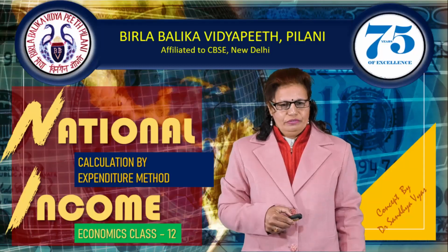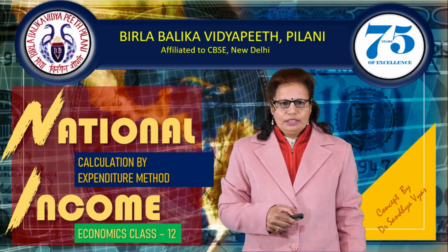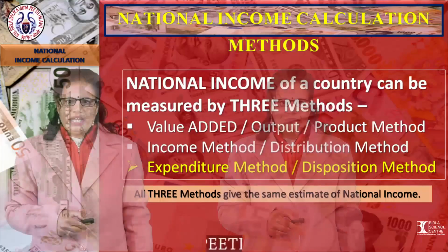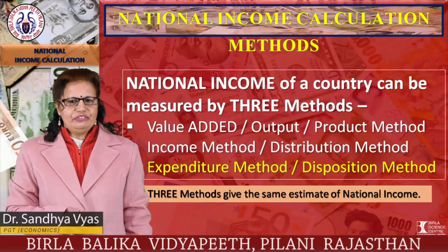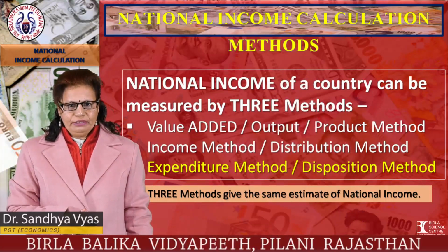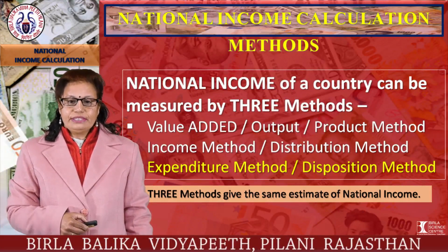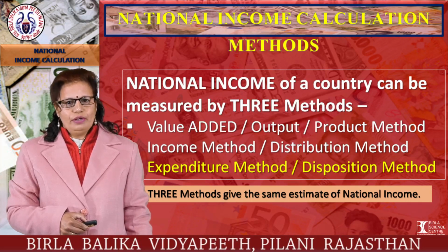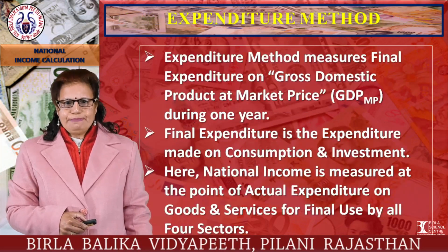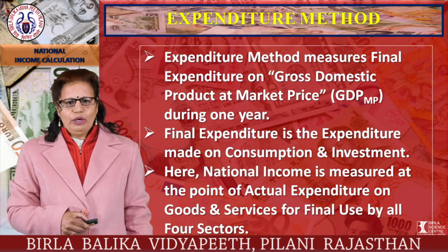Today in this session, we are going to discuss how to calculate national income by the expenditure method. National income of a country can be measured by three methods: value-added method, income method, and expenditure method. All three methods give the same estimation of national income. So today our focus is on the expenditure method.